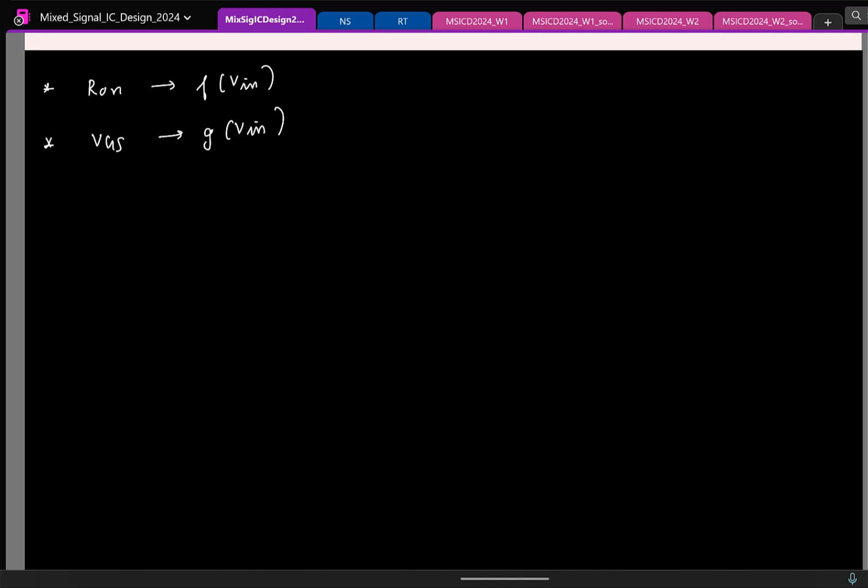So if I were to make a linear switch, how should this on resistance be with respect to input? It should not depend, which means it should be a constant. Fine. If I change the input, it should not change. If my on resistance has to be constant, what can you say about VGS? That also has to be constant. This is the cause, this is the effect, right?